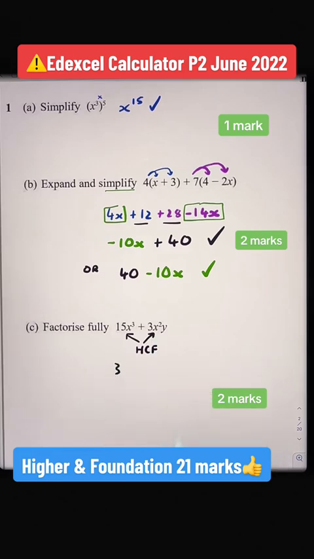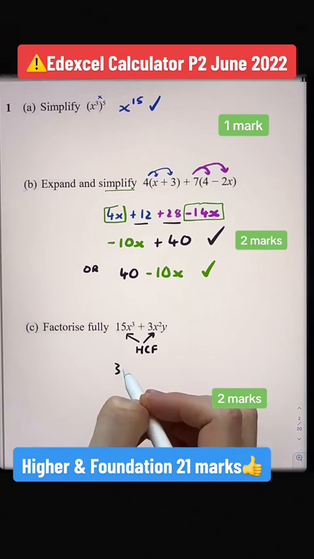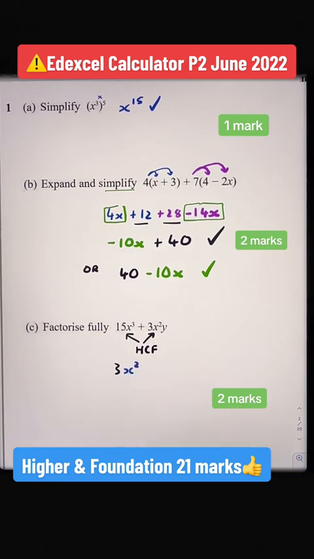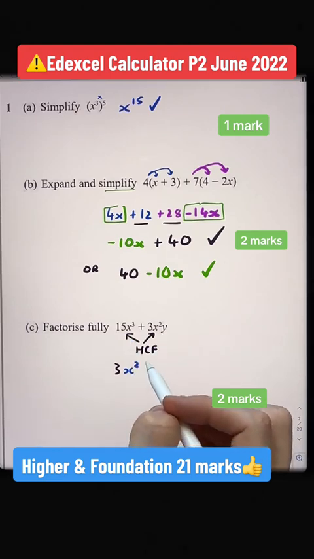That's common. Looking at our letters, well, here we've got x cubed and we've got x squared. Well, the highest combination of letters that's common, in this case our x, is x squared. Here we have y, here we do not have y, so it's not common. I now open my single bracket.